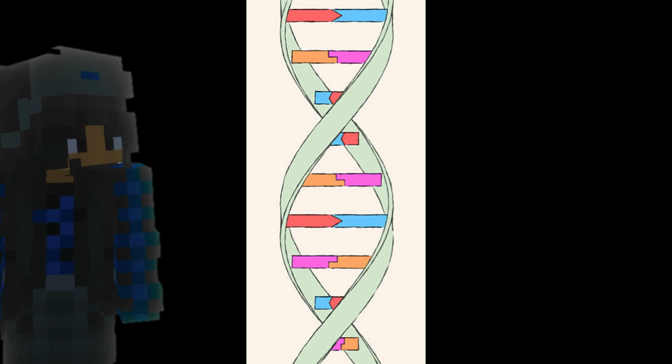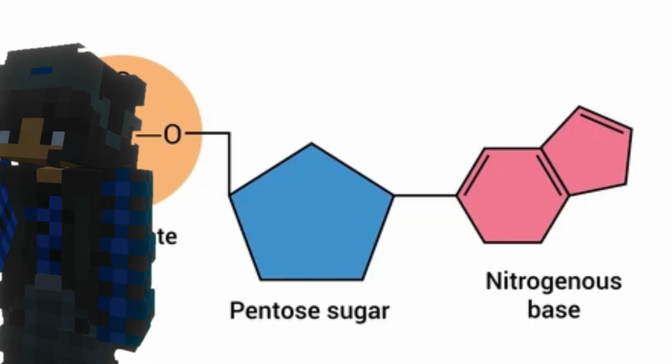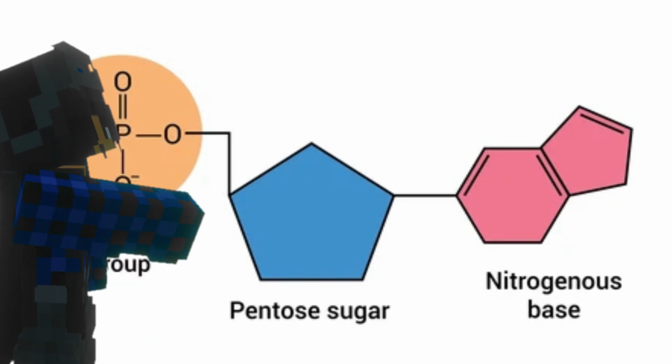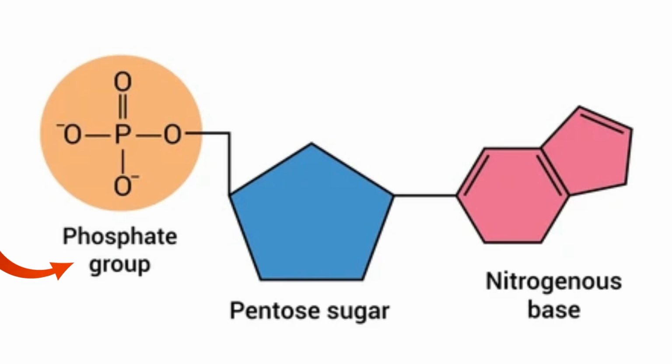Alright, each DNA molecule is made up of smaller building blocks called nucleotides. Each nucleotide has three parts: a phosphate group, a sugar molecule, and one of four nitrogenous bases. And the bases are what gives DNA its unique code for each person.